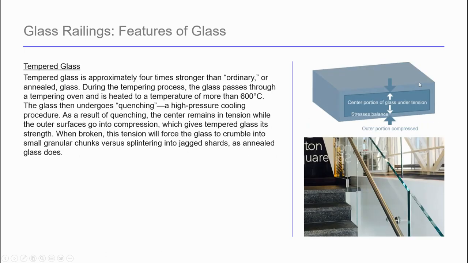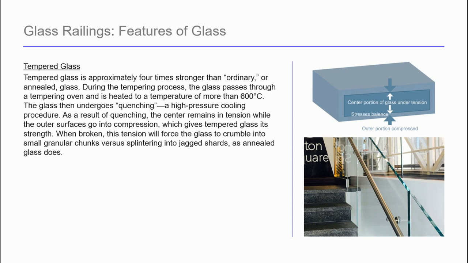So how do we get the glass to be as strong as we need it for a guardrail? Well, we temper it. It's approximately 4 times stronger than ordinary or annealed glass. There's also something in the middle called heat strengthened glass. So you can go anywhere from fully tempered down to annealed or just ordinary glass. During the tempering process, the glass passes through a tempering oven. It's heated to a temperature of more than 600 degrees Celsius. The glass then undergoes quenching, a high pressure cooling procedure. You've probably heard of that in the context of metals.